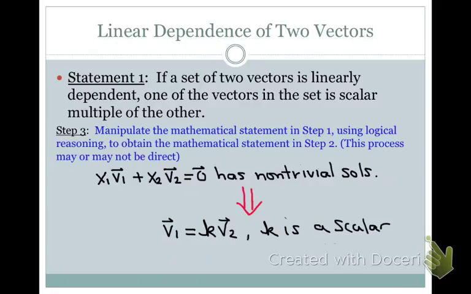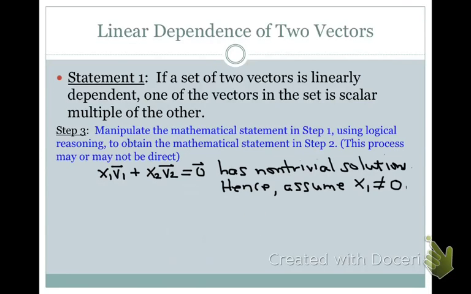So in this third step of our proof, we need to now manipulate this mathematical statement that we generated in step 1 and obtain the one in step 2. Here you see that we have from the first statement that the homogeneous equation has non-trivial solutions, and what we would like to get to is that v1 is some scalar k times v2. From our first statement, we assumed that the homogeneous equation had non-trivial solutions, which means that x1 and x2 are not simultaneously 0. So let's assume that x1 is a non-zero value, right? So we get that right there.